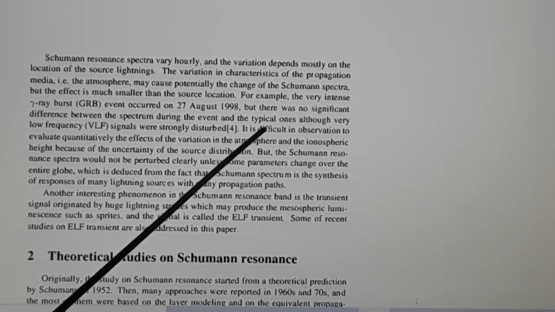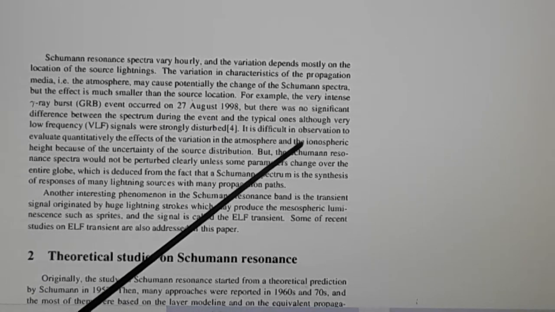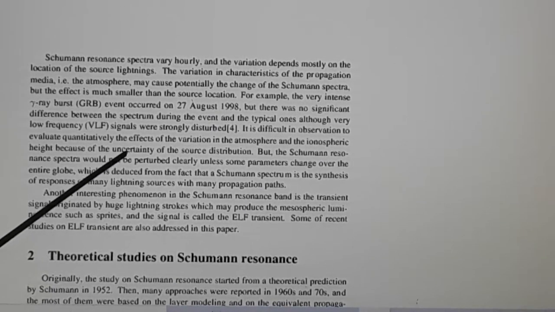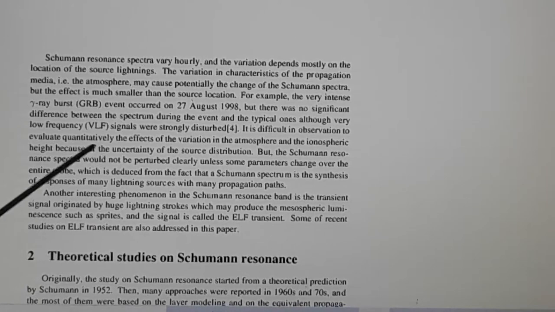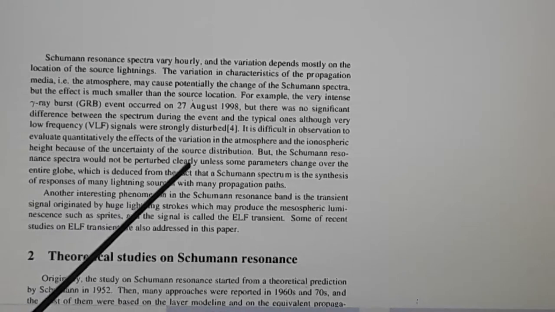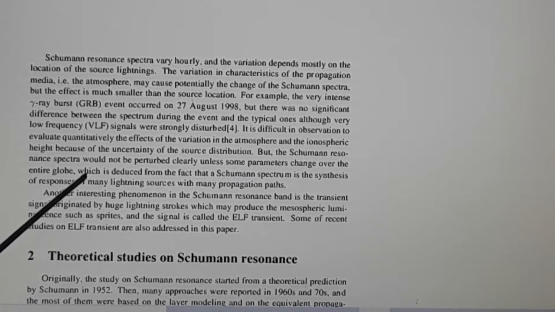It is difficult in the observation to evaluate quantitatively the effect of the variation in the atmosphere in the ionospheric height because of the uncertainty of the source distribution. But the Schumann resonance spectra would not be perturbed clearly unless some parameters change over the entire globe, which is deduced from the fact that a Schumann spectrum is the synthesis of responses of many lightning sources with many propagation paths.